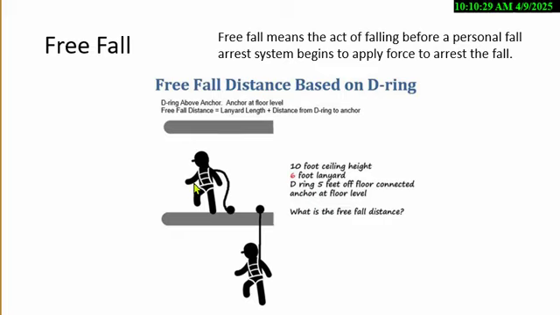Now, they're going to ask you free fall distance and free fall clearance, a little bit different on there. So again, what we're looking for is how far does the D-ring move with our fixed length lanyard. And it'll move 5 feet to the D-ring. The D-ring's here now at the floor level, and now you're falling the length of the lanyard. It'll be 11 feet, 5 plus 6.